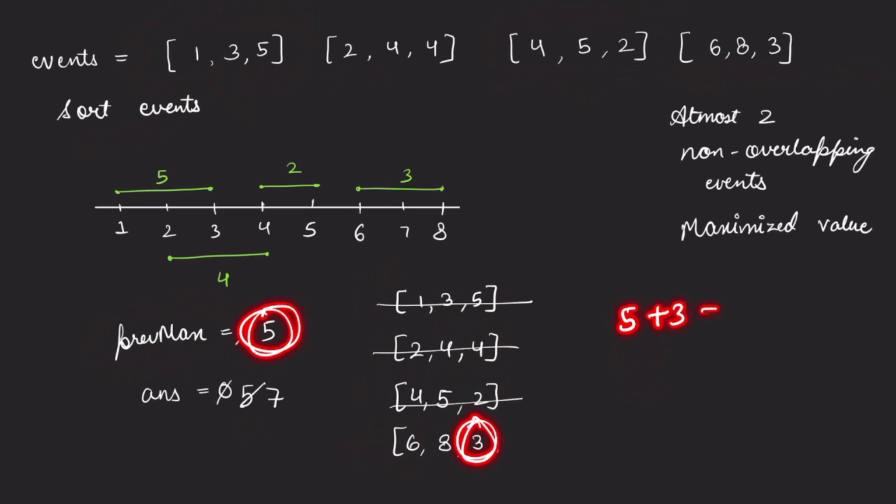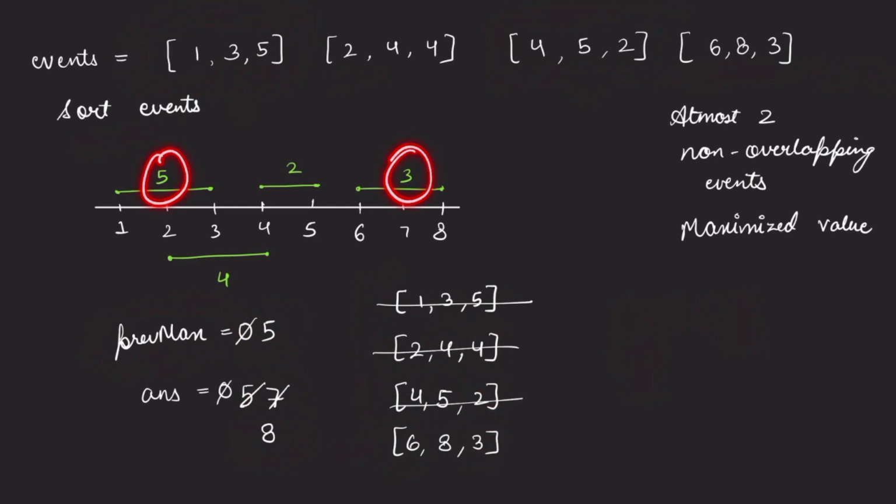So 5 plus 3 will be 8 and answer is 7. So 8 is greater than 7, so answer would be updated to 8, right? And now we are done with all the events. So the answer in this particular case is going to be 8, right? 5 plus 3, 8. So this is how we are going to do, right?